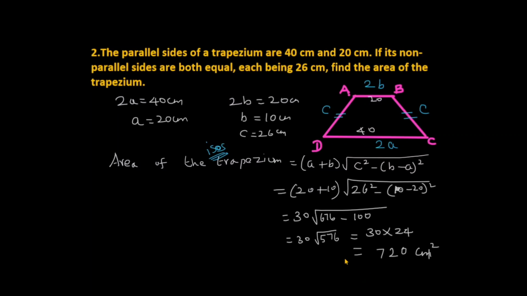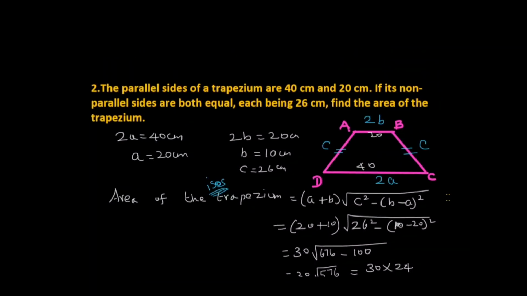So for both questions we have the same answer. Only this formula, (a plus b) into the square root of c squared minus (b minus a) the whole square, is only for an isosceles trapezium, not for all trapeziums.